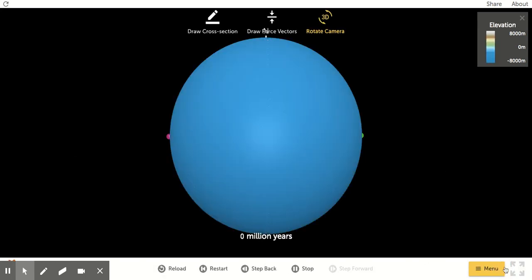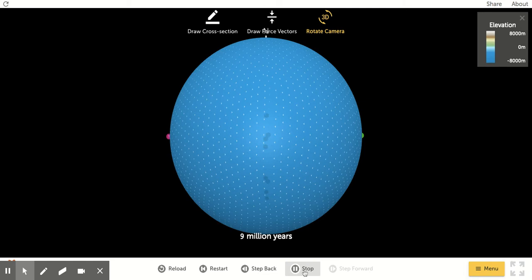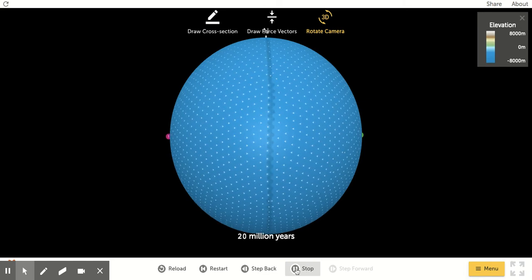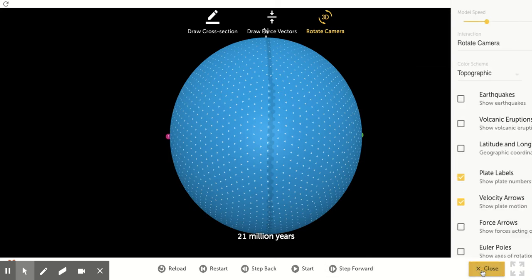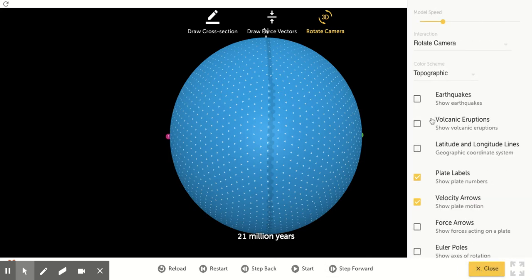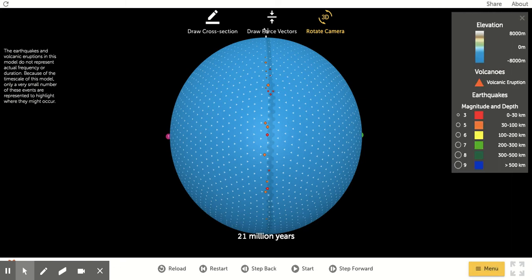Hit finish. As soon as it starts here, we're going to pause for 1 second. So pause it right there, and go right over here to menu. I'm going to click on menu. We want to see earthquakes and volcanic eruptions. Click on those, make sure they're on there, and then you can close that.